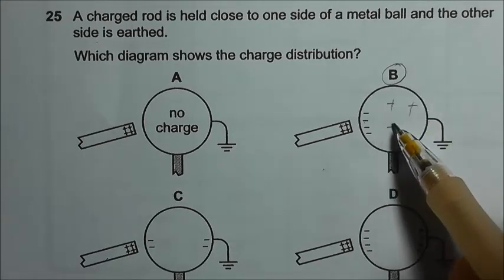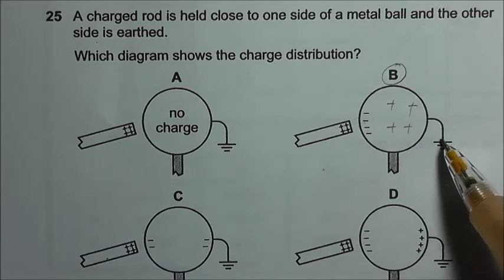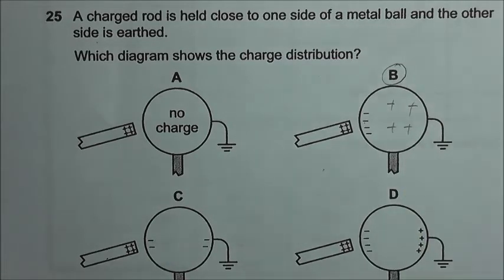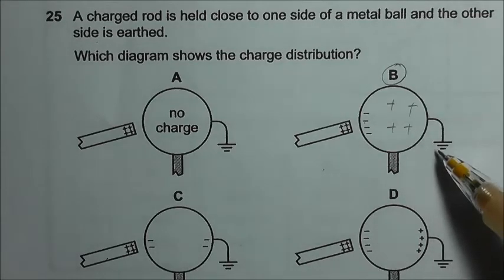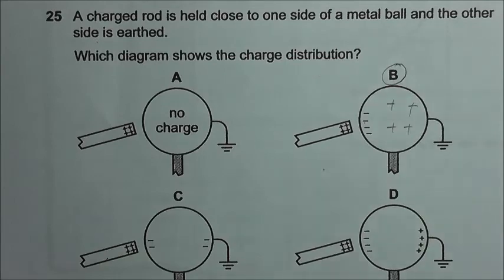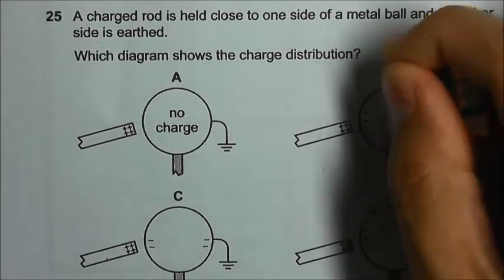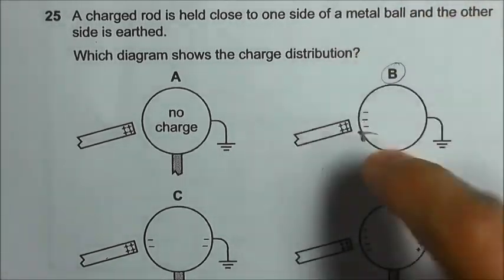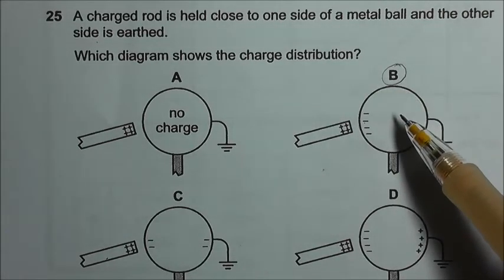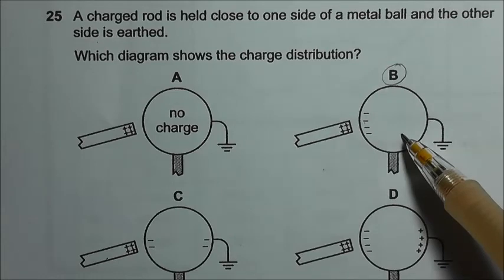and this part of the metal ball will be a positive charge region, and when it is being earthed here, electrons will flow up from the earth to neutralize the positive charge region such that it will be neutral. So this is the eventual charge distribution that you will see, option B.